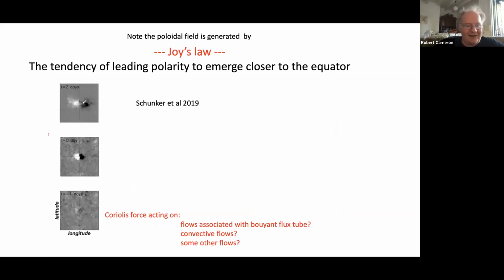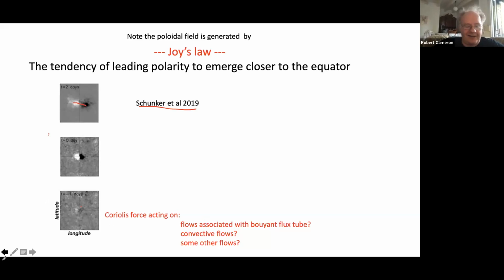If you look, for example, here, this is average emergence, by Schunker and colleagues in 2019. You can see pre-emergence there's very little there. The time of emergence is more or less east-west aligned. Afterwards, slightly, maybe you would say, it's a small effect.